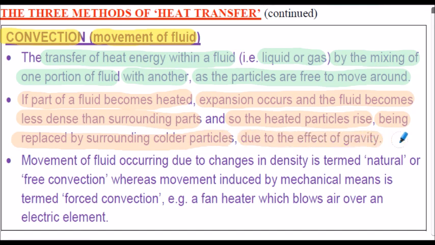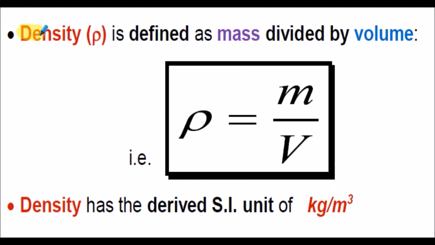Remember from our previous presentations, density is defined as mass divided by volume. If the mass remains constant but the volume increases, then obviously the density reduces. Here's a recap of the mass density formula, symbol ρ.